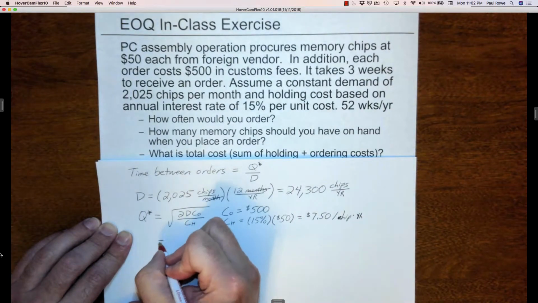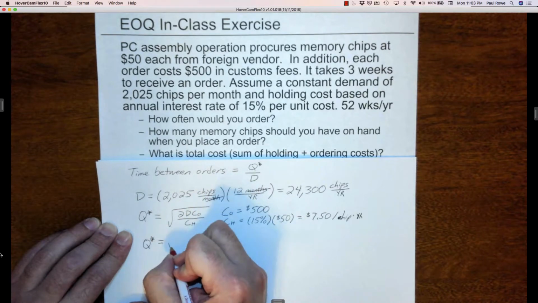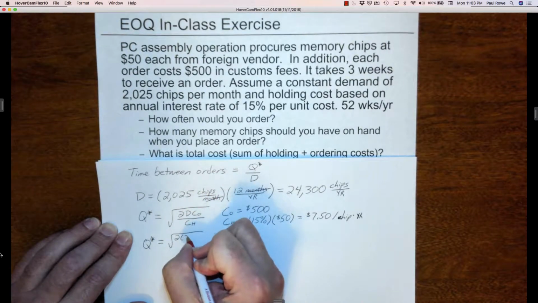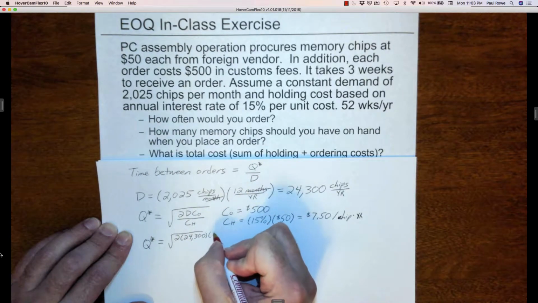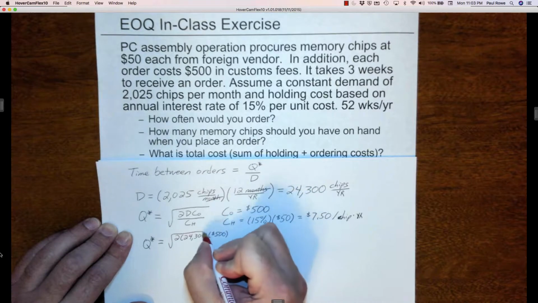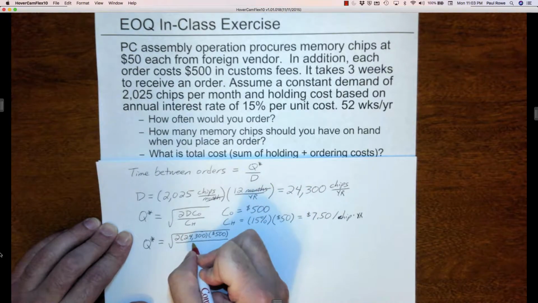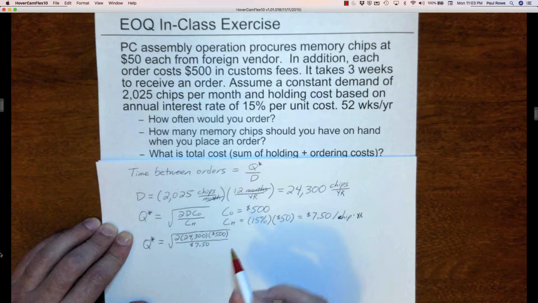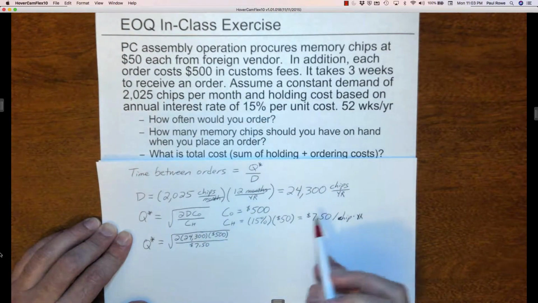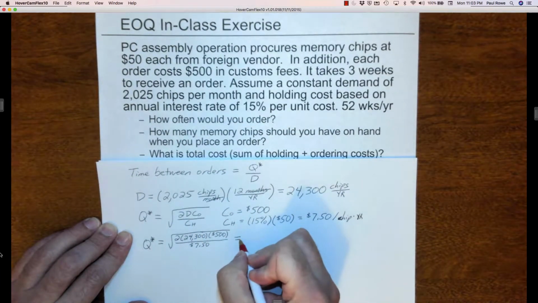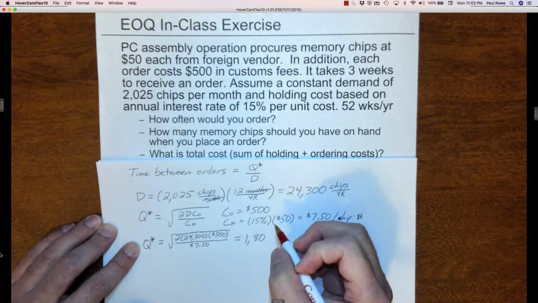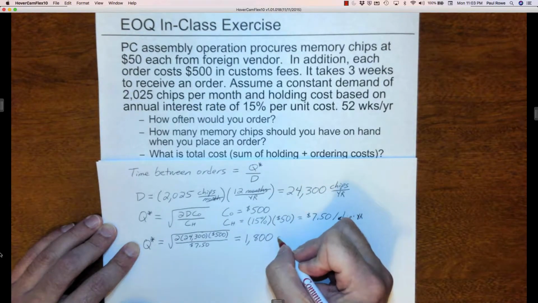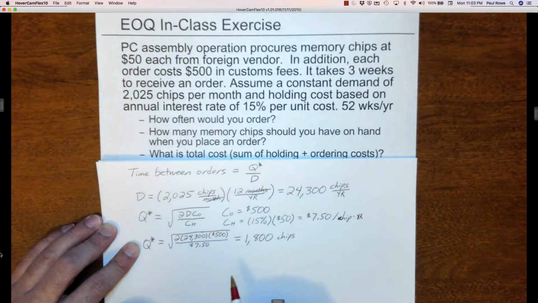So now all we have to do with our Q star is plug the values in that we already know. 2 times 24,300, our annual demand, times our ordering cost, $500, divided by our $7.50. This is annual, this is annual. Those units of measure cancel out, and we find that we come up with our quantity per order would be 1,800 chips. So every time we place an order, that order will always be for 1,800 chips.